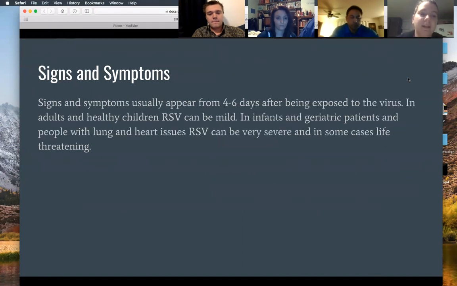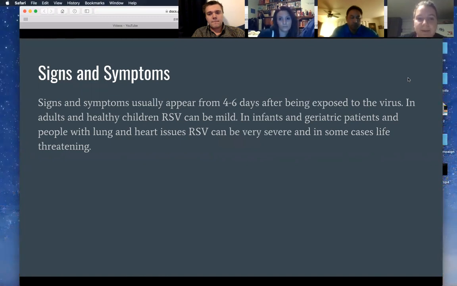When dealing with RSV signs and symptoms, they usually appear within 4 to 6 days after being exposed to the virus. In adults and children, RSV can be mild. In infants and geriatric patients and people with lung and heart issues, RSV can be very severe and in some cases life-threatening.